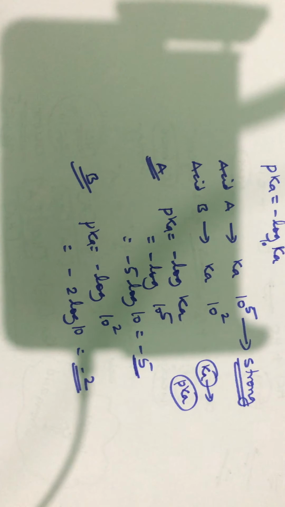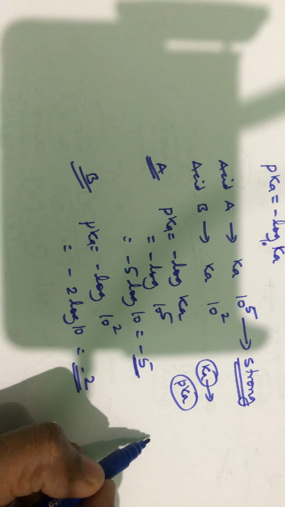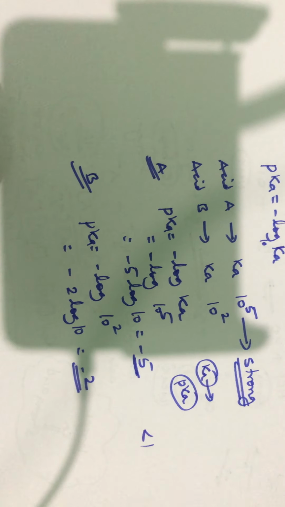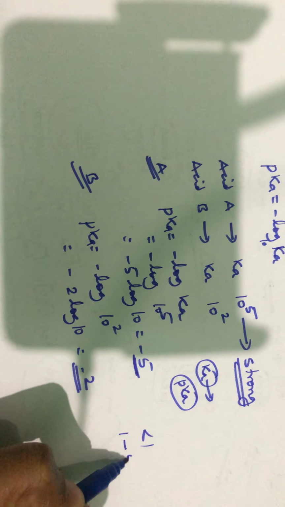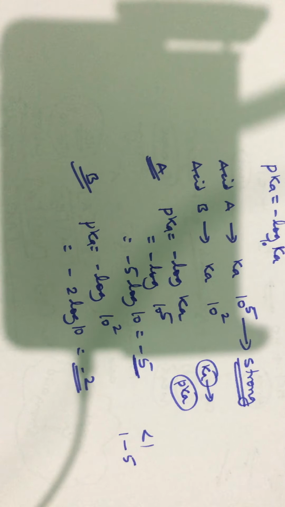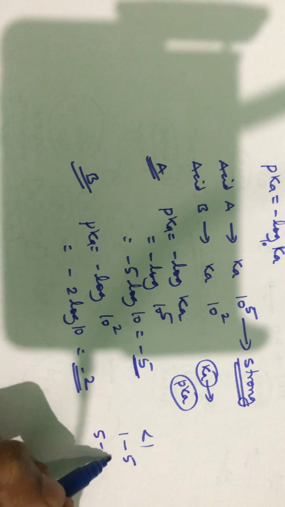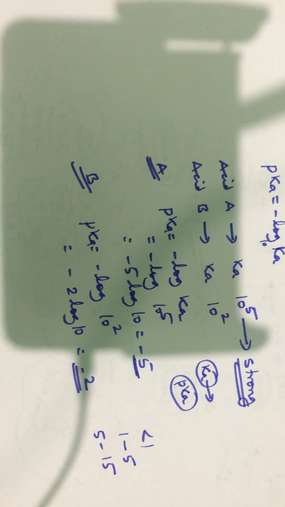So in general, very strong acids will have pK less than 1. Moderately strong acids will have pK 1 to 5. Weak acids will have pK 5 to 15. Extremely weak acids will have pK greater than 15. Okay, hope you're getting this.